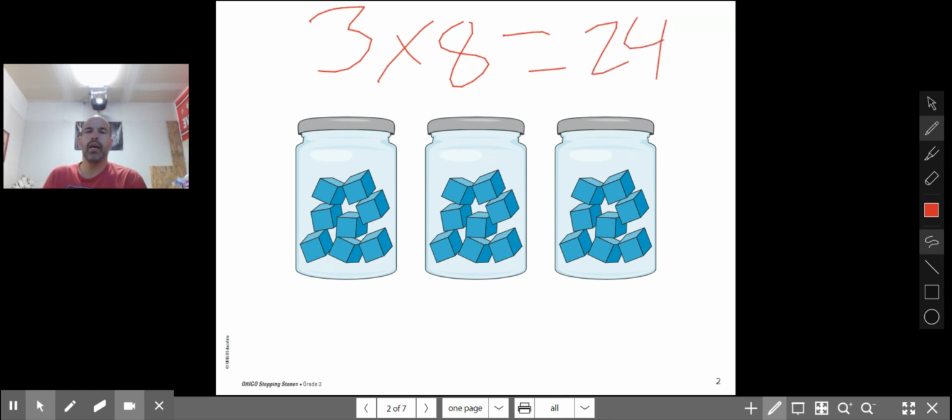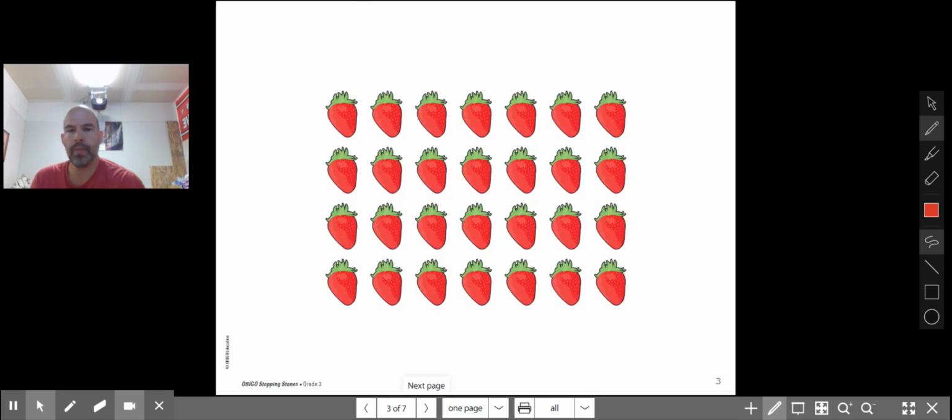All right. Again, the 3 represents the 3 groups, right? 3 jars. And then 8 represents how many are in each jar. So we can see that when we multiply, we are just repeating that same number multiple times, right? Remember that multiplication and addition are related, right? So repeated addition is another way of doing multiplication. All right, let's take a look at our next one.